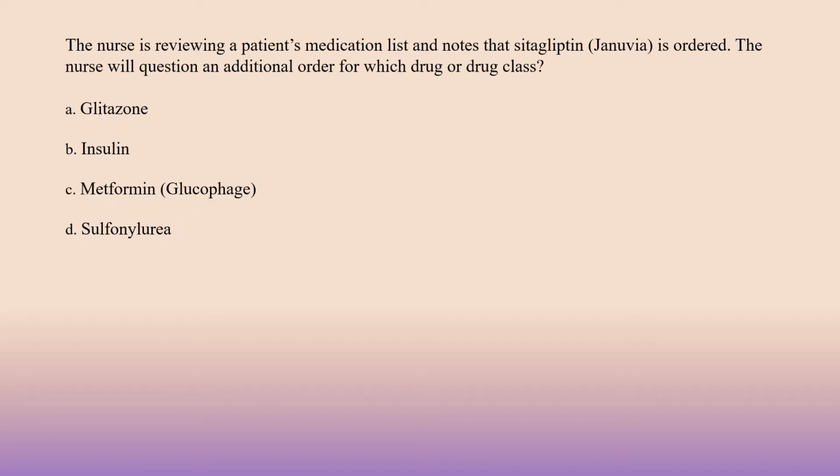The nurse is reviewing a patient's medication list and notes that sitagliptin, Januvia, is ordered. The nurse will question an additional order for which drug or drug class? A. Glitazone. B. Insulin. C. Metformin, Glucophage. D. Sulfonylurea.